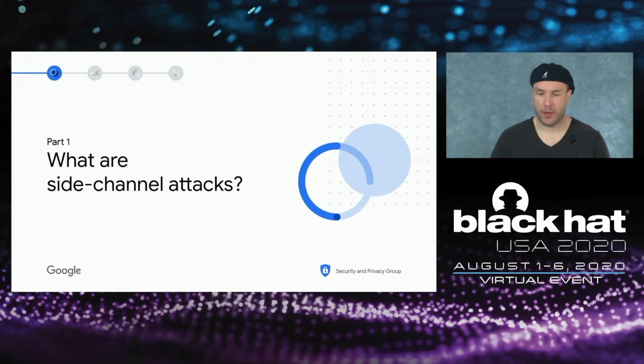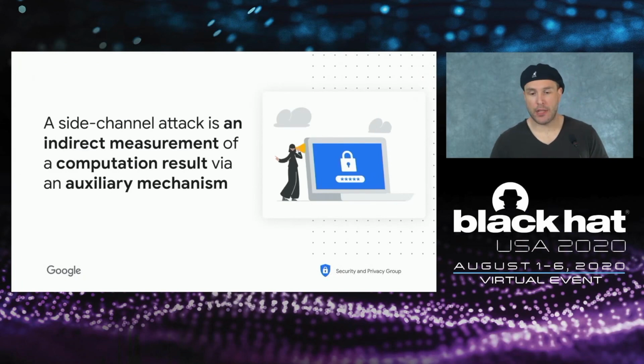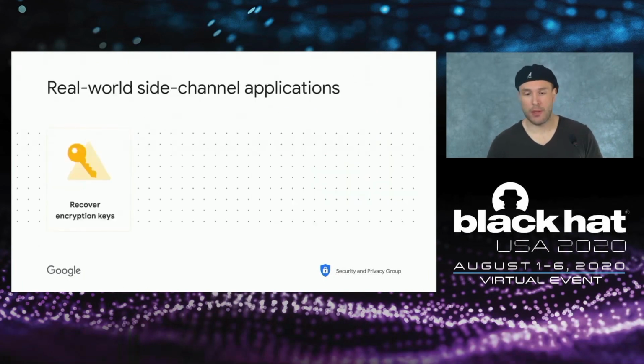So, with that in mind, let's start with what side channel attacks are, so everyone is on the same page. A side channel attack is basically an indirect measurement of a computational result, which is done through an auxiliary mechanism. So what do we mean by that? Well, sorry, before getting there, why is it useful?